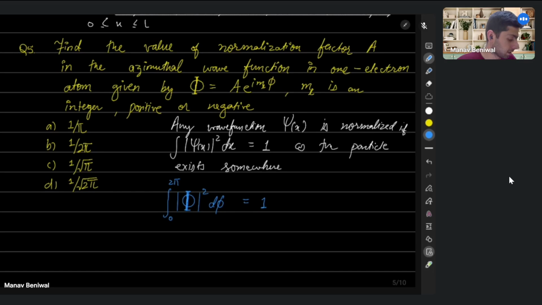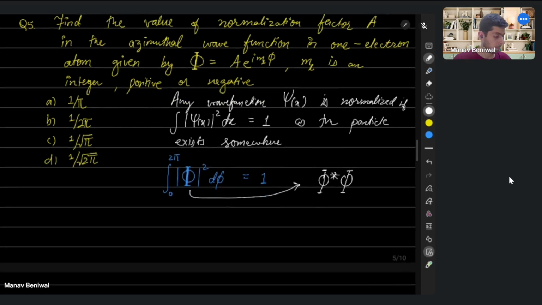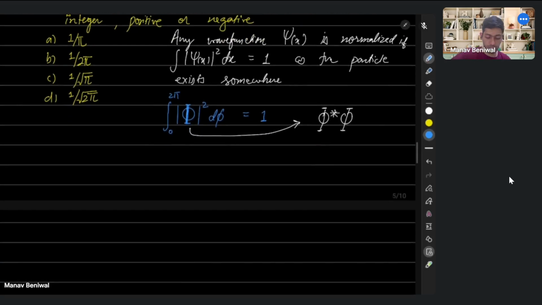Okay, this is the condition, and here this term is nothing but phi star phi. Okay, phi star phi. So now let's solve this. First of all, let's find out the value of phi star phi.